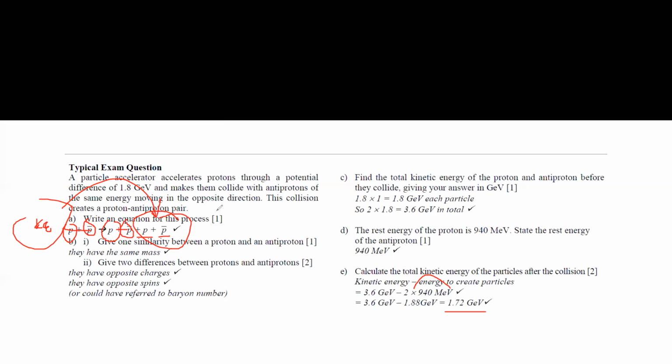So not all of the kinetic energy is used to produce the particles. Some of the kinetic energy is used to produce the particles, and the remaining kinetic energy is the kinetic energy of the products. So we take the initial kinetic energy of the particles minus the energy required to produce the particles. When we take the difference, we know how much kinetic energy there will be for the particles which are produced. Is this example clear? Yes. Any doubt in this? No.